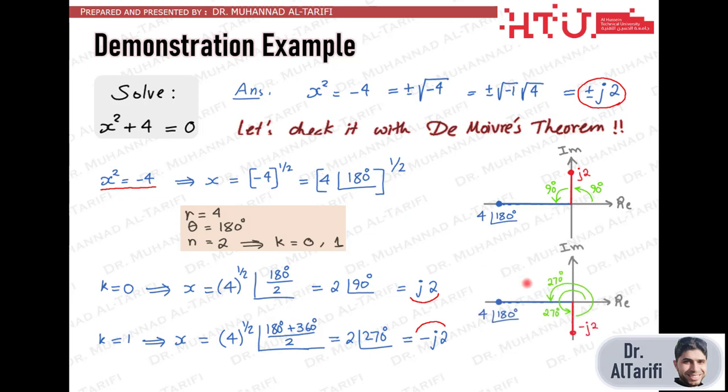If we look into the second root, minus j2, and square it, we will reach the same blue vector 4 at the phase of 180 degrees. But this time, the phase summation 270 degrees plus 270 degrees has completed a full round and an extra 180 degrees.